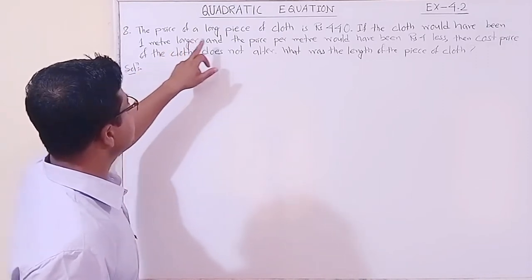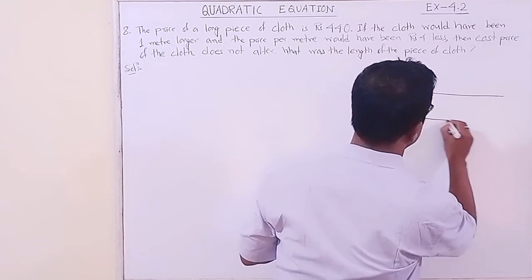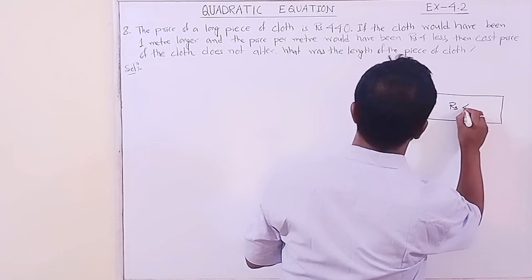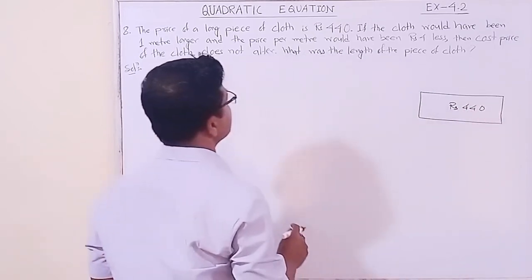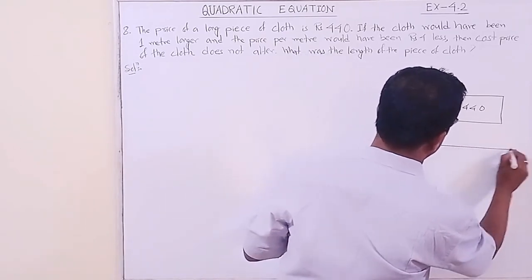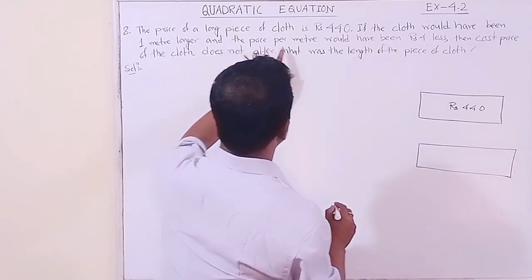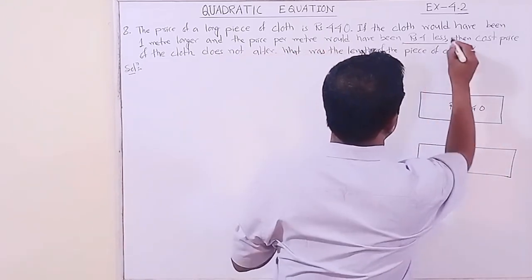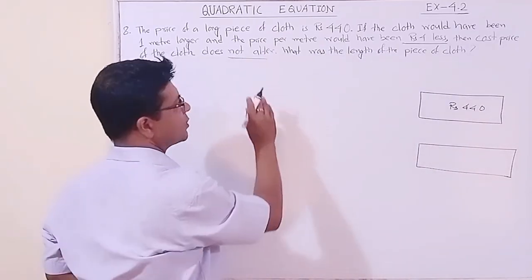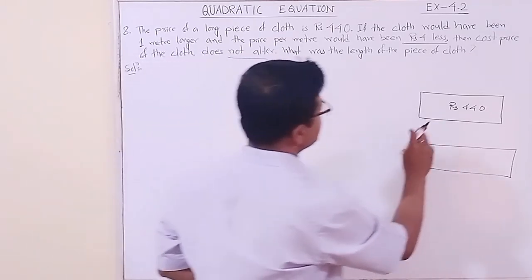Next we take question number 8. The question is: the price of a long piece of cloth is rupees 440. If the cloth would have been 1 meter longer, and the price per meter would have been rupees 4 less, then the cost price of the cloth does not alter. Does not alter means the cost of both cloths will remain the same. What was the length of the piece of the cloth?